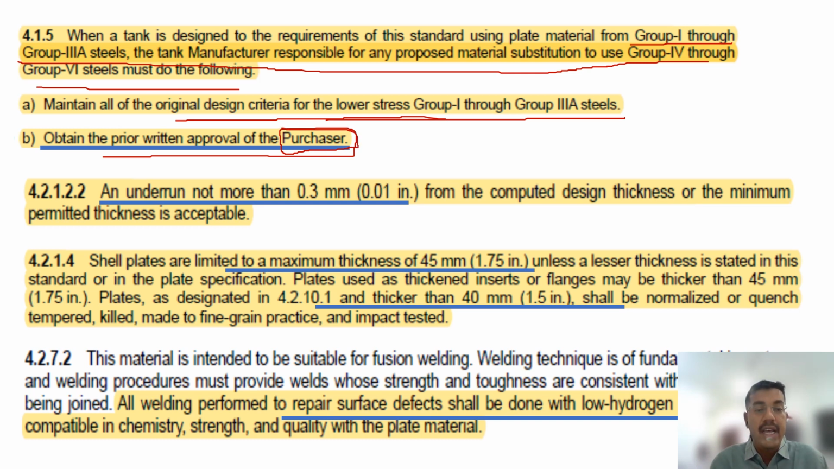Okay, an underrun not more than 0.3 mm or 0.01 inch from the computed design thickness or the minimum permitted thickness is acceptable.